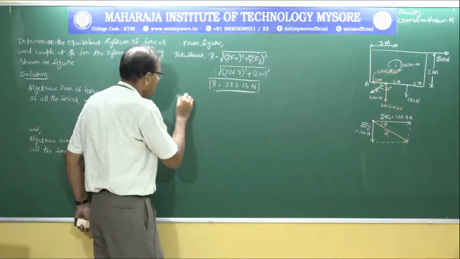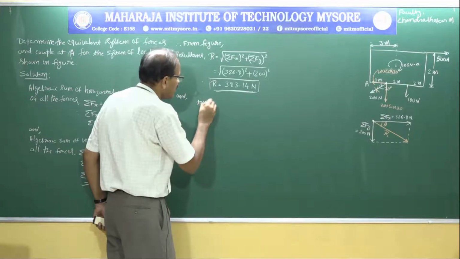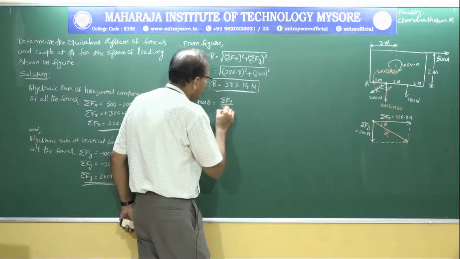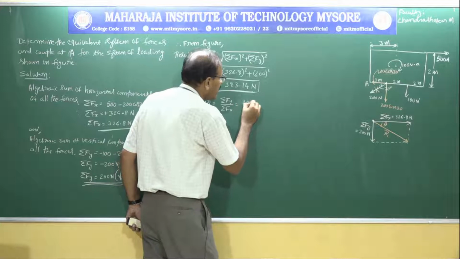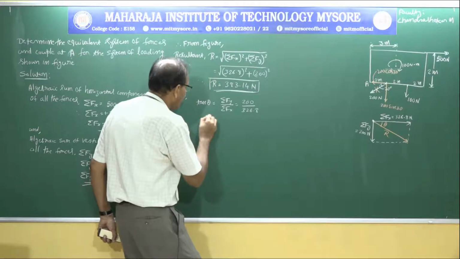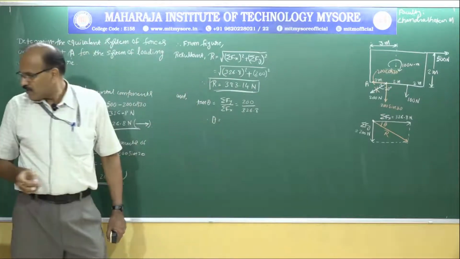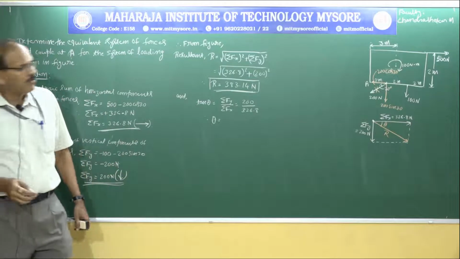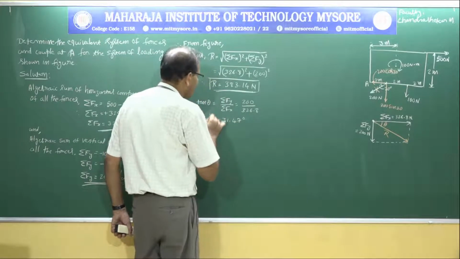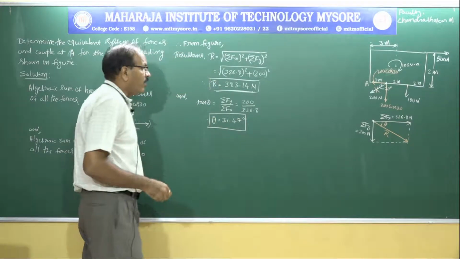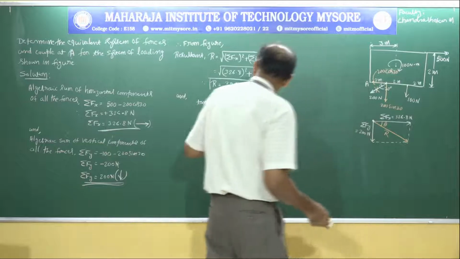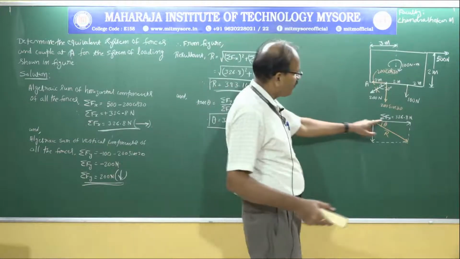And tan theta equal to sigma Fy divided by sigma Fx, that is equal to 200 divided by 326.8. Therefore, theta equal to 31.47 degree. Okay, so resultant is 383.14 Newton and theta is 31.47 degree.